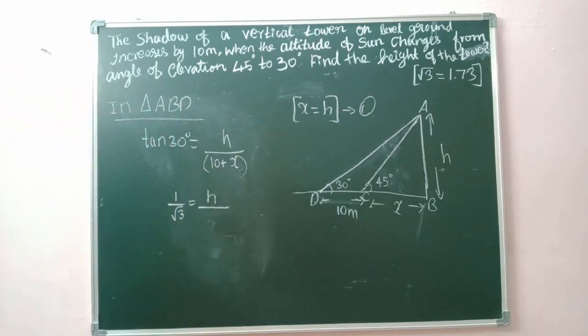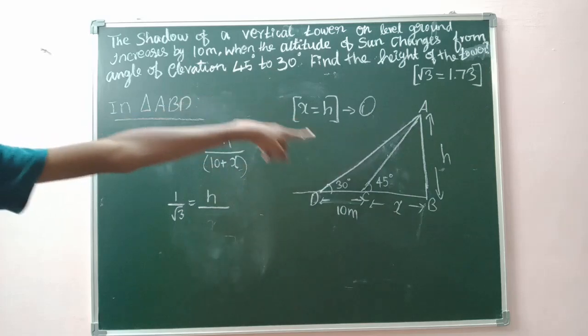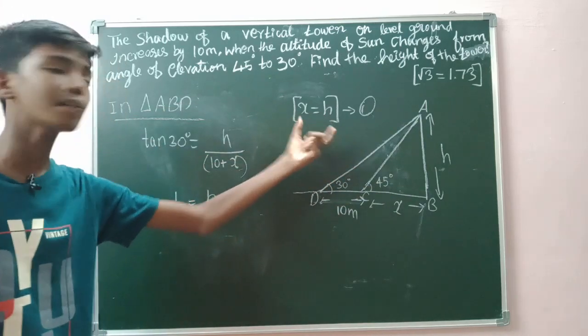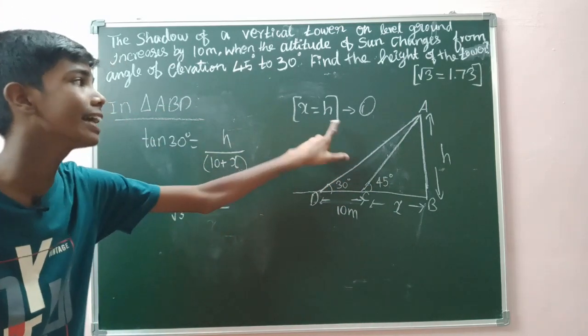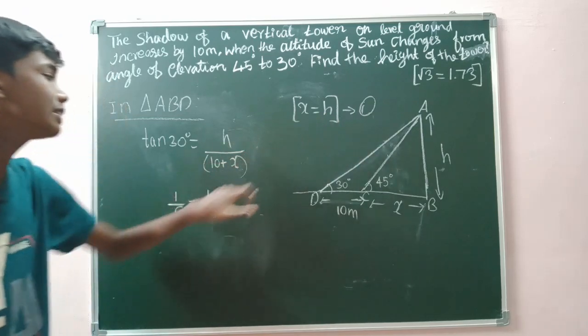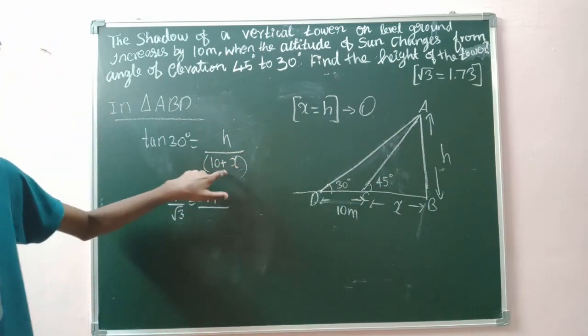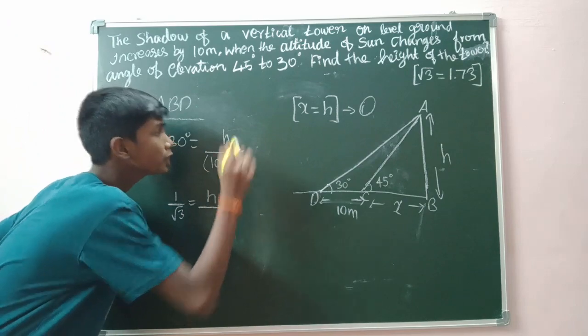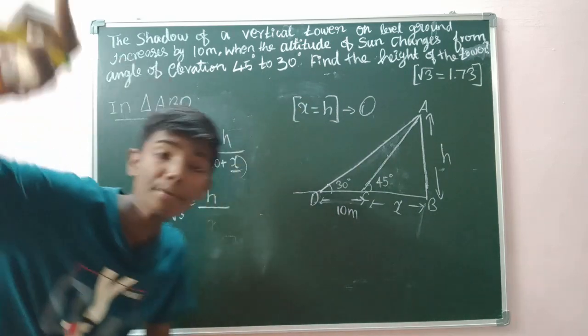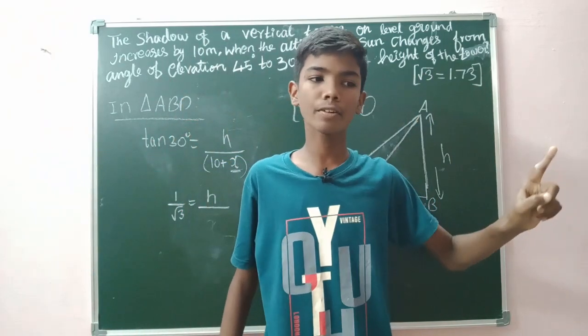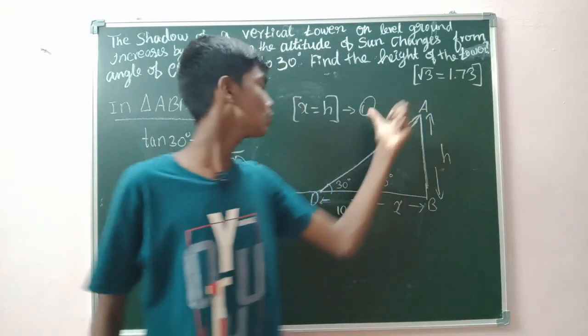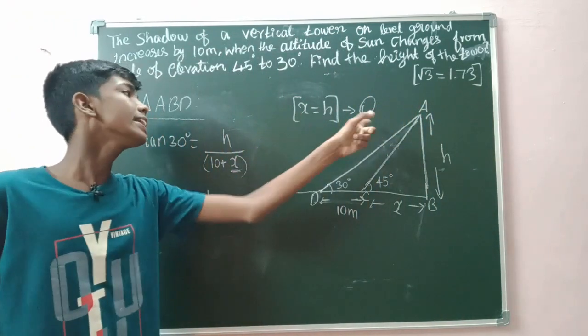And now people, just understand one thing. Initially, while solving this small triangle, we found that x is equal to h. If x is equal to h, just put this equation in this equation. Just replace this x by h. Okay, in the examination you should write the statement. For example, this is equation 1, this is equation 2. Put equation 1 in equation 2.